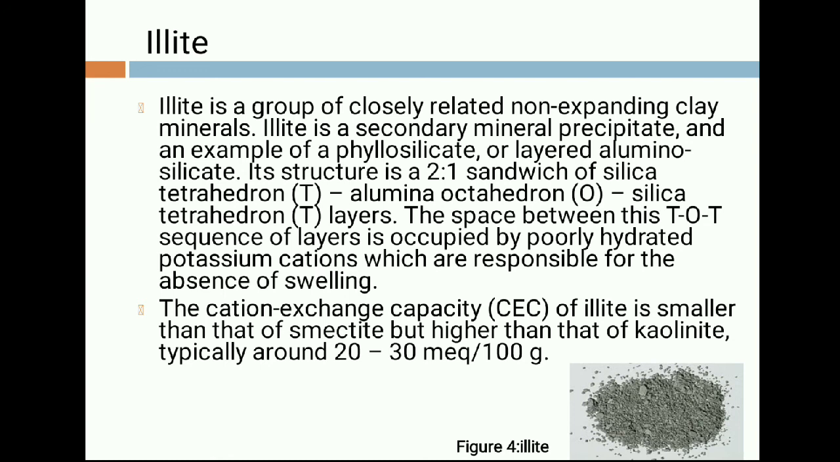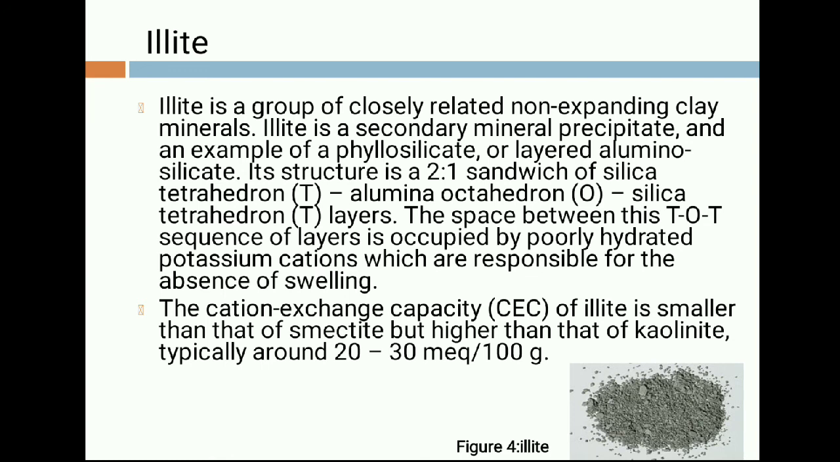Now let us see illite. Illite is a group of closely related non-expansive clay minerals. Illite is a secondary mineral precipitate and an example of a phyllosilicate or layered alumino silicate. Its structure is a 2:1 sandwich of silica tetrahedron, alumina octahedron and silica tetrahedron layers. The space between this TOT sequence of layers is occupied by poorly hydrated potassium cations, which are responsible for the absence of swelling. Means illite is a sandwich layer of what?